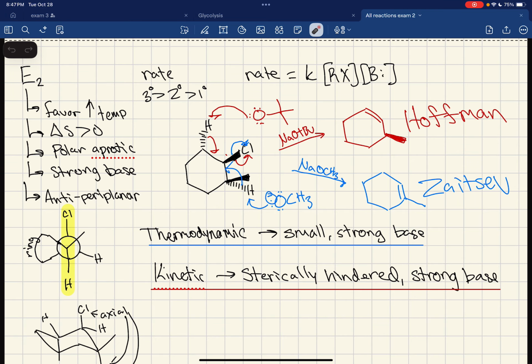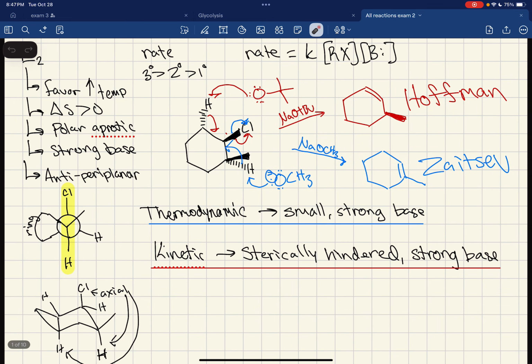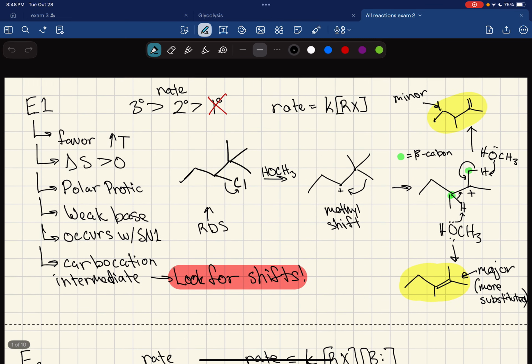E2 reactions favor a higher temperature. And I'm going to write this in there, up here.